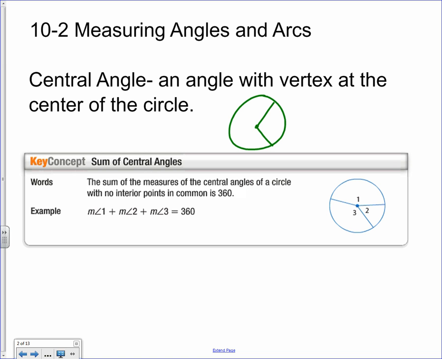The sum of the central angles, I think this is something you probably already know. The sum of the central angles of a circle with no interior points in common is 360. So in the example on the side there, angles 1 plus 2 plus 3 is 360. You can kind of think about that as the degrees around a circle, which again I think you already know is 360, or that if this were a straight line across in the circle, that'd be a diameter, right? It'd be 180 on each side of that, given that it's a straight angle.